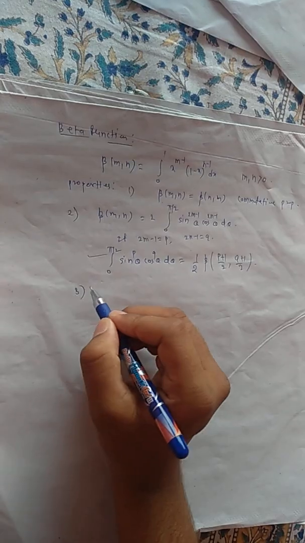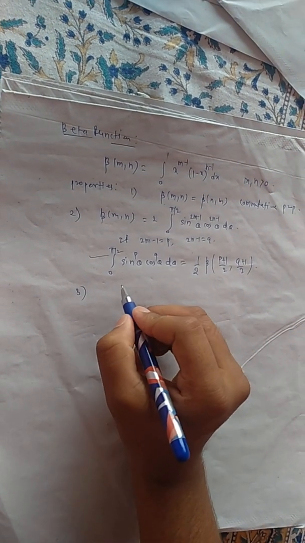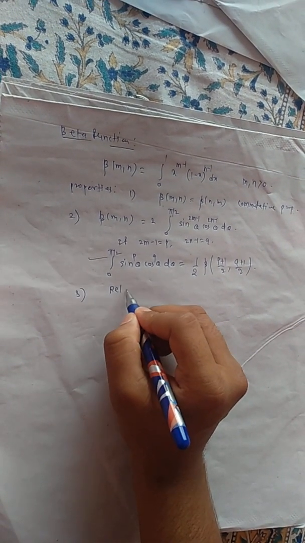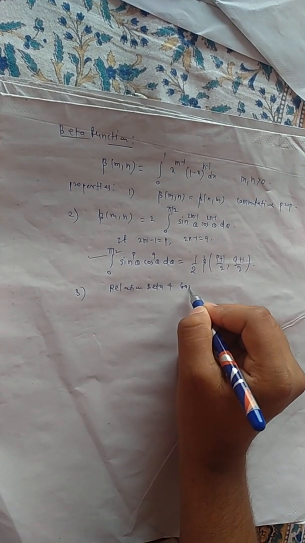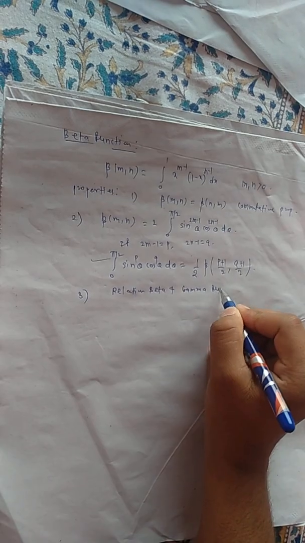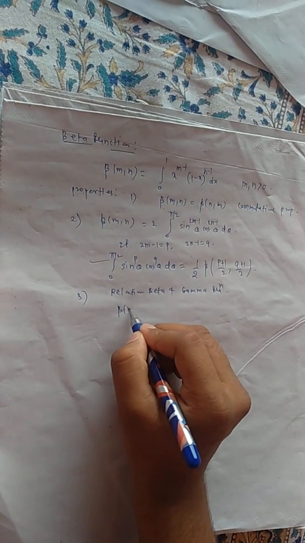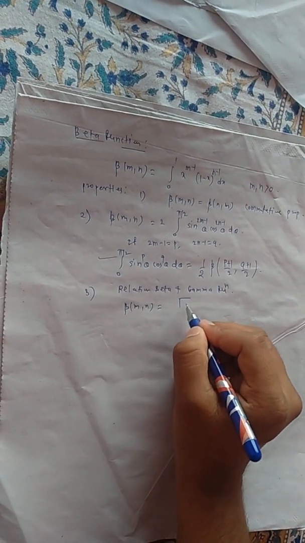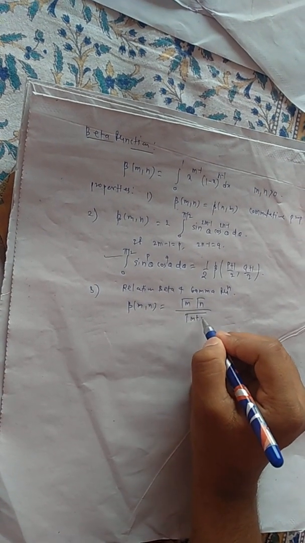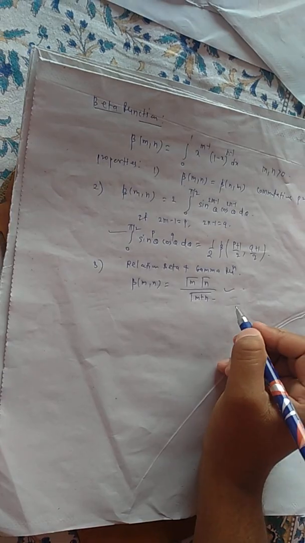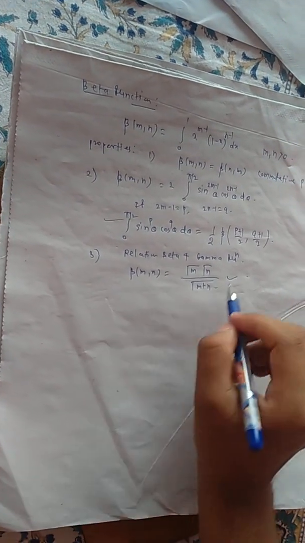Now third, we have the relation between beta and gamma function, that is, beta(m, n) is equal to gamma m times gamma n upon gamma of m plus n. Very important, as almost in every problem we need this property.